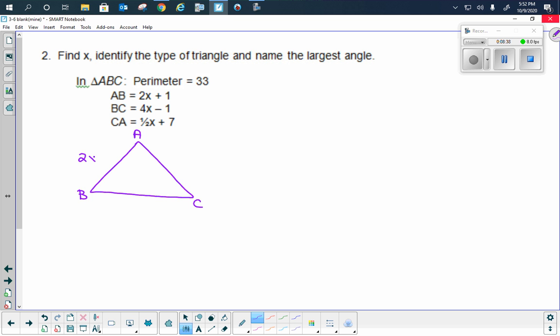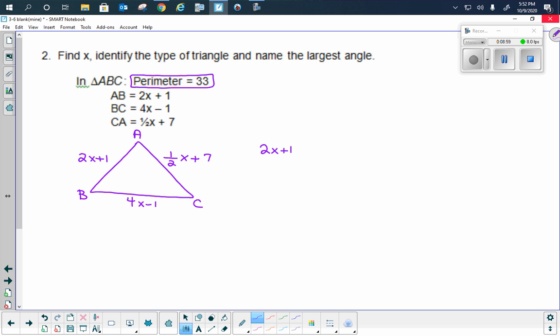Label everything. Side AB is 2x plus 1. BC is 4x minus 1. CA is 1/2 x plus 7. That's the way you should write it. And we're ready to go because I know the 3 sides add up to perimeter. All right, so here we go.